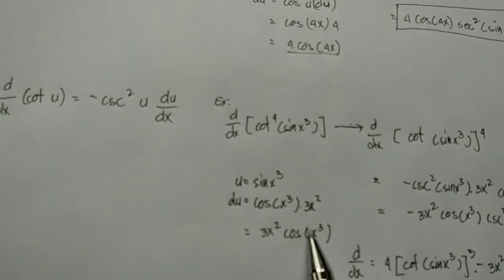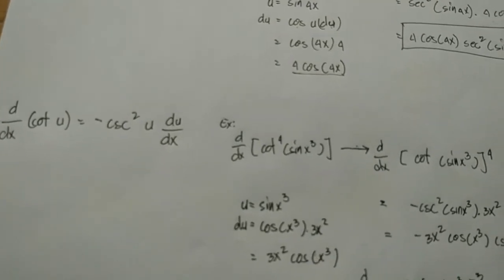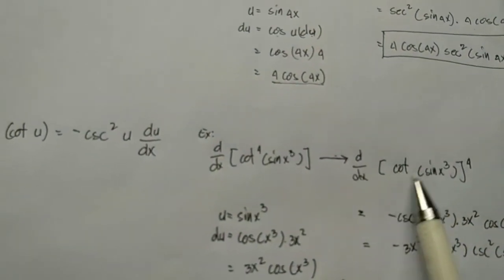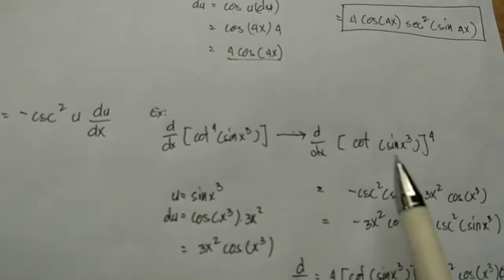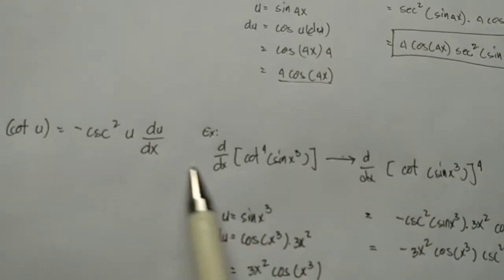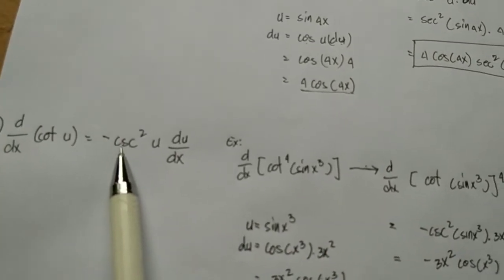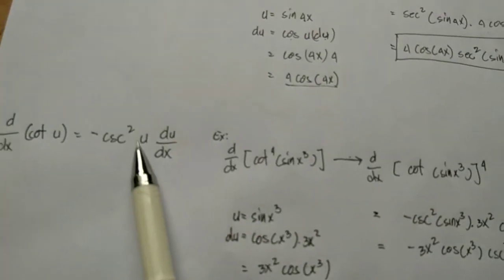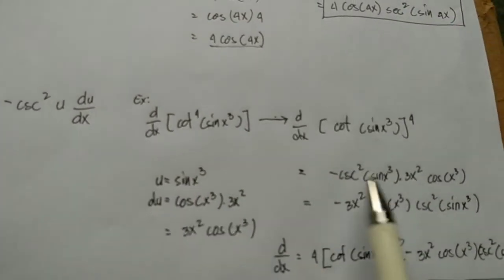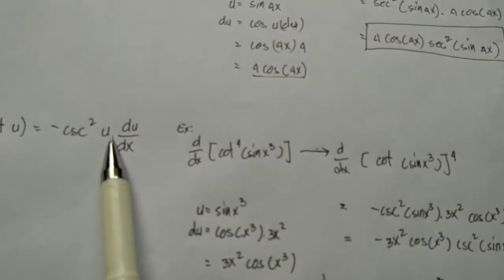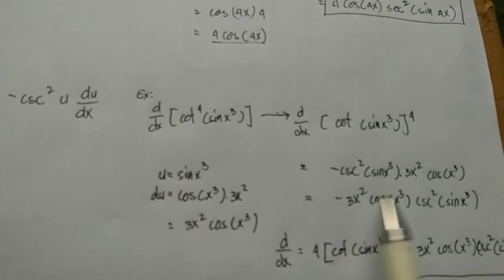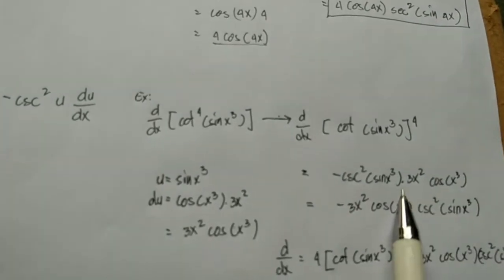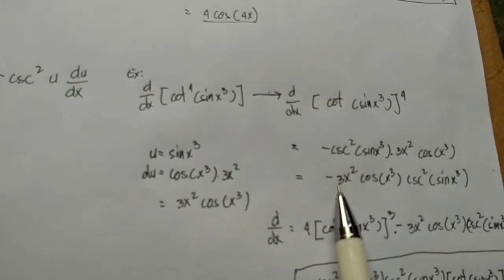So first, the derivative. We'll use this formula, since we have cotangent u. So negative cosecant squared times your u. Your u is sine x cubed, times the derivative of your u, which is 3x squared cosine x cubed. So the negative comes along, times 3.